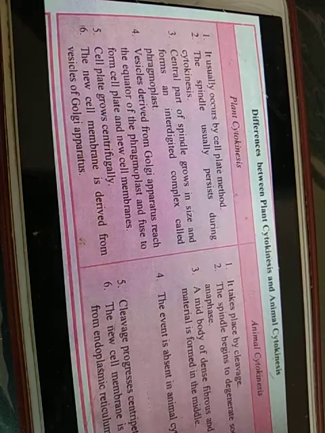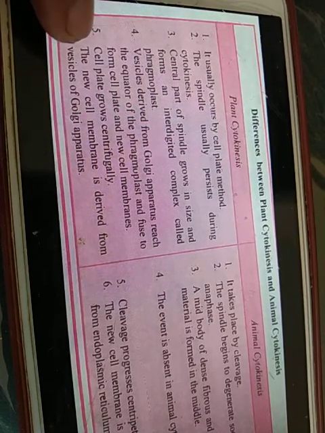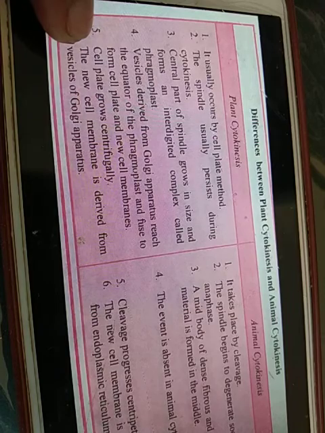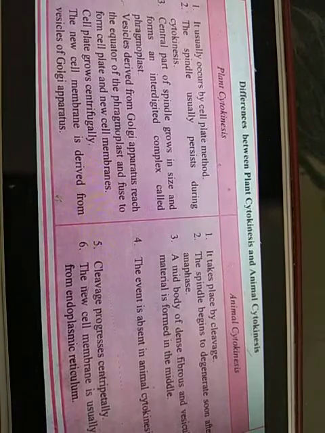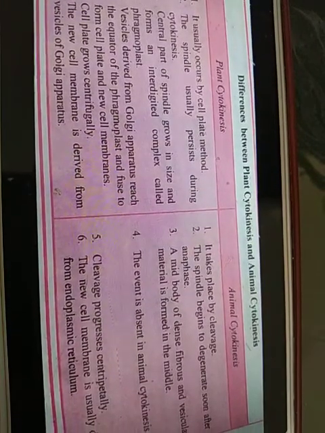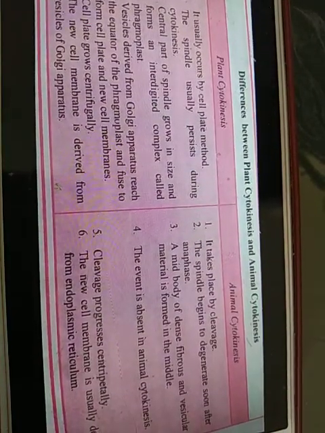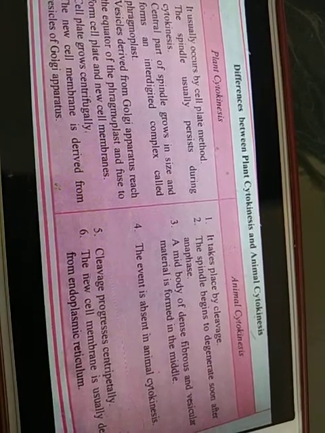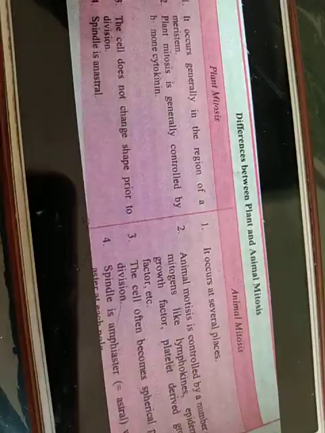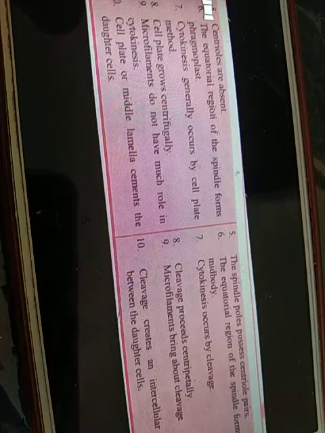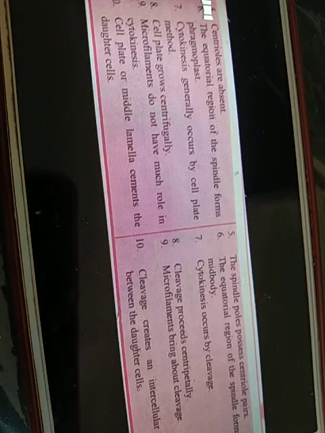Dear children, you can see some differences between plant cytokinesis and animal cytokinesis. You can see some differences between plant mitosis and animal mitosis. Some more differences between plant mitosis and animal mitosis.